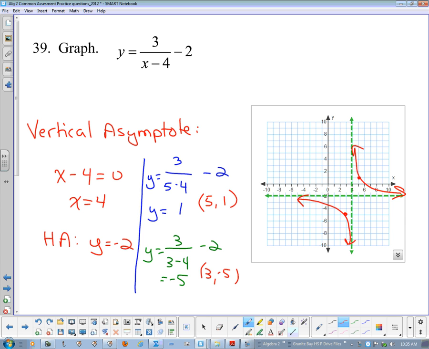Okay, domain. What can x not equal? x cannot equal 4. Very good. Range. What can y not equal? -2. There's your domain and range for that rational function. All right, moving ahead.